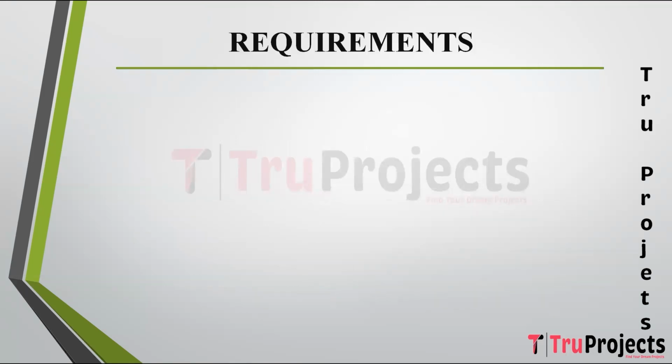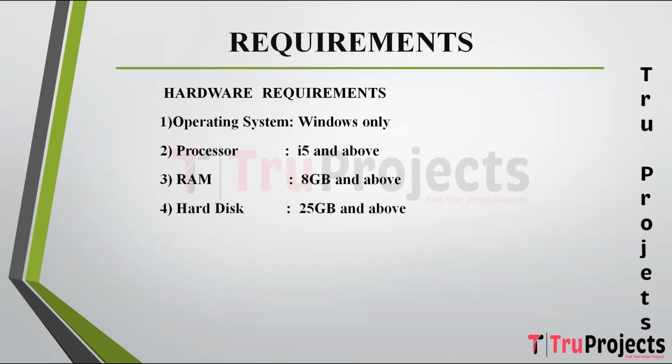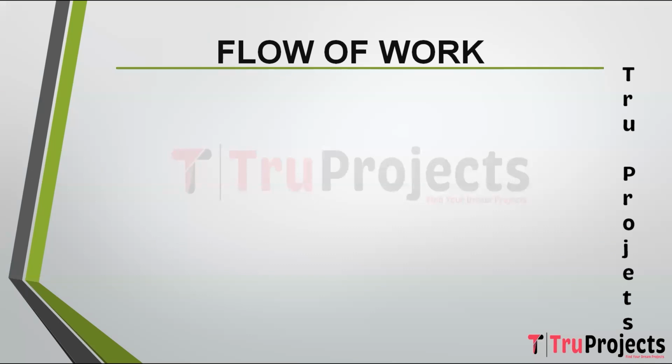Requirements. The requirements of the project are hardware requirements, in which we have operating system of Windows, processor of i5 and above, RAM of 8 GB and above, hard disk of 25 GB and above. Software requirements, in which we have Anaconda 3 and Visual Studio Community version. Flow of work. To implement this project, we have designed the following steps.